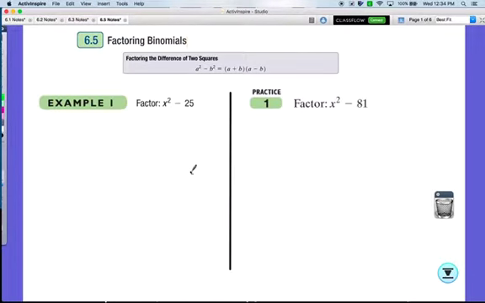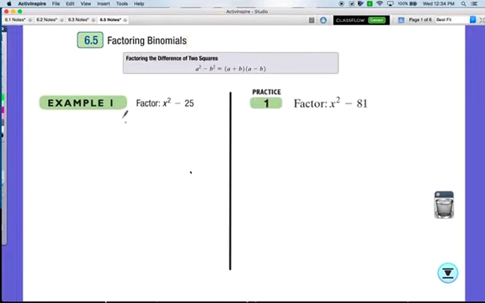The only time you can factor a binomial is if it's in this form right here, where it's a perfect square minus a perfect square. If it has that setup, you can factor it into the square root of the first plus the square root of the second, and the square root of the first minus the square root of the second. And I'll show you why you can do this in example 1.